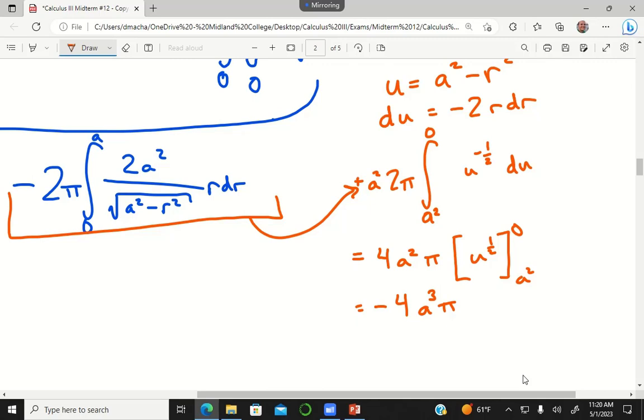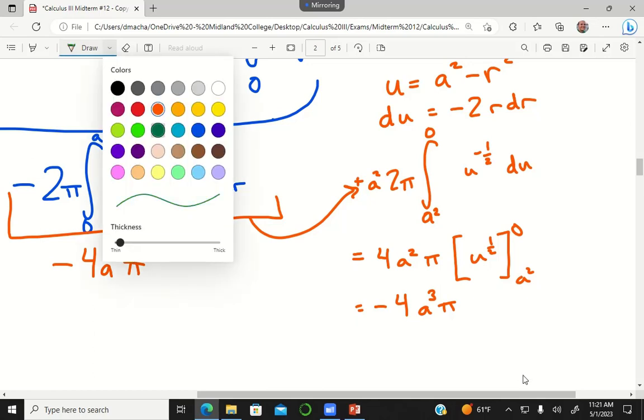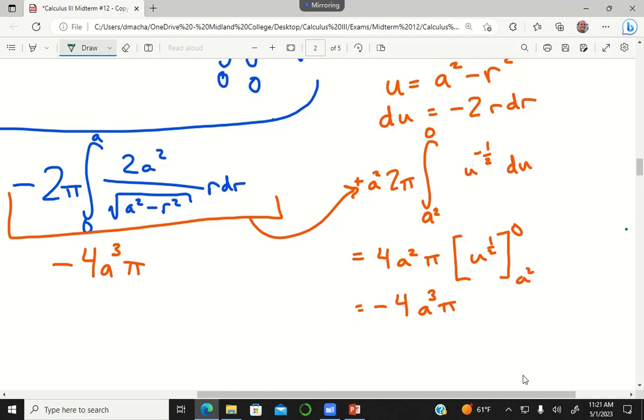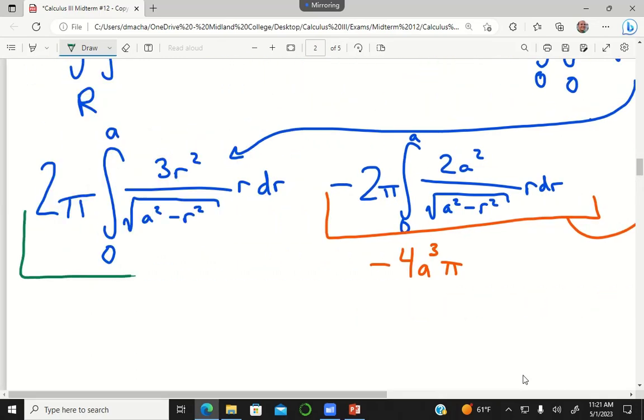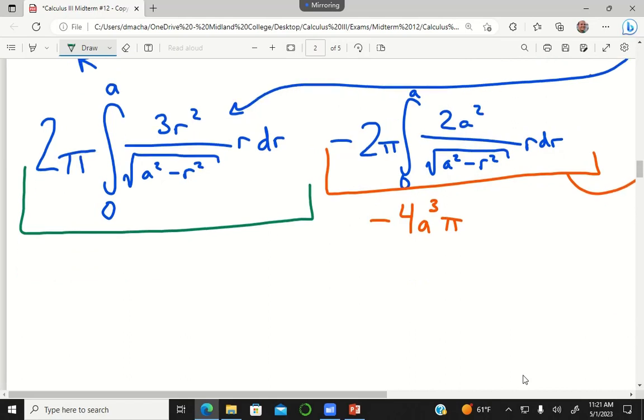So this whole orange piece of my equation is negative 4a cubed times pi. Then we're going to switch to green, and then we're going to go over here. And this will be my green integral. And I'll let you guys tell me how to do this.